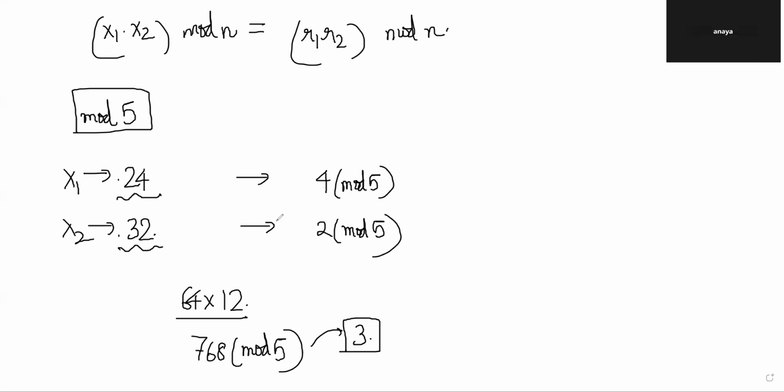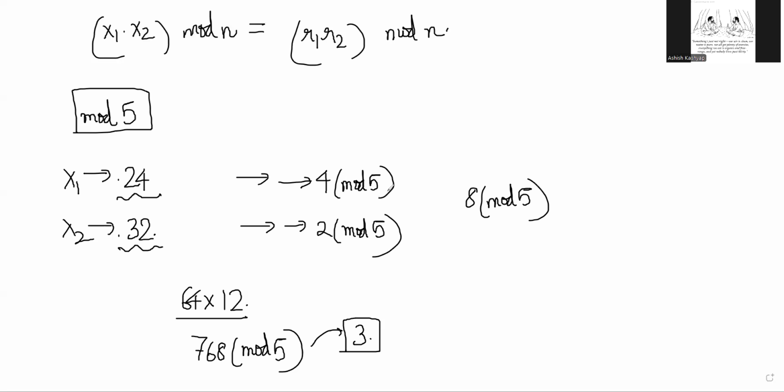But when you multiply the remainders themselves, it is 8 mod 5. See, the product is becoming now bigger than this, right? 5. But that's still 3 mod 5.